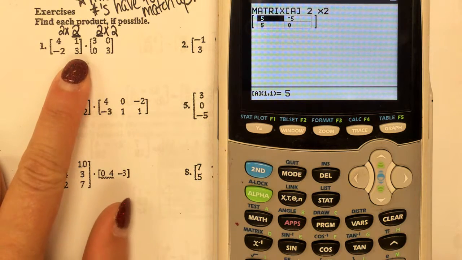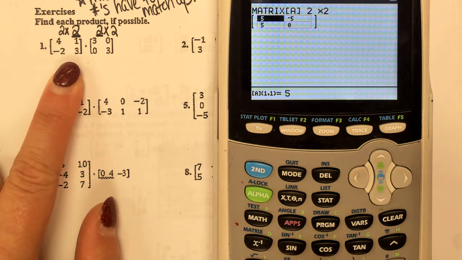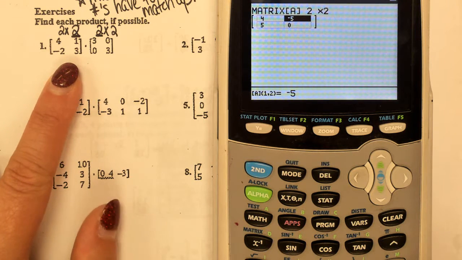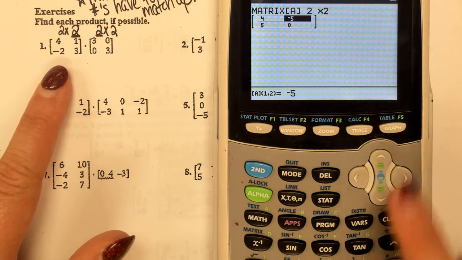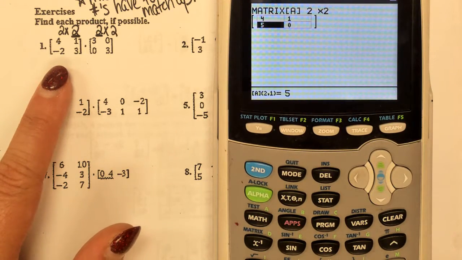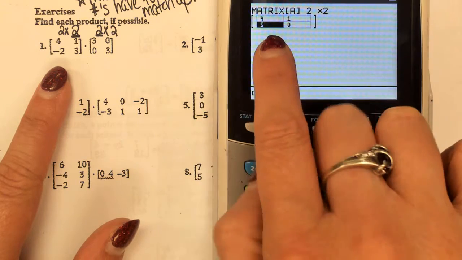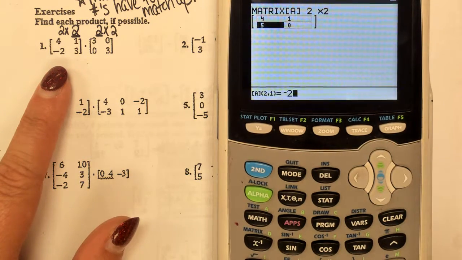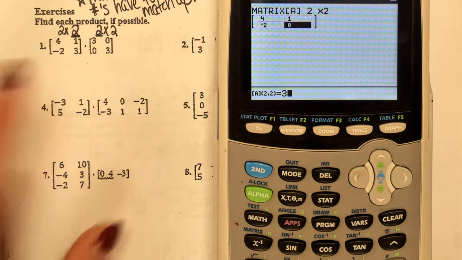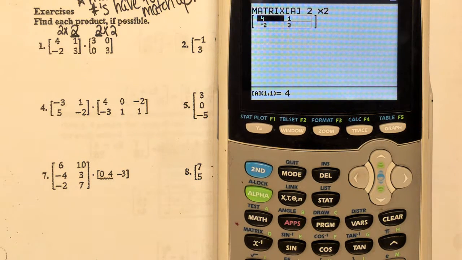Alright, what's the first number it wants us to put in? 4. See how the cursor's jumping? What's the next one it wants us to put in? Where's the cursor at? 1, Mario. Very good. Look at the cursor. Where's the next one? -2. And what's the next one? 3. You have to hit enter after each one, okay? Y'all okay so far?